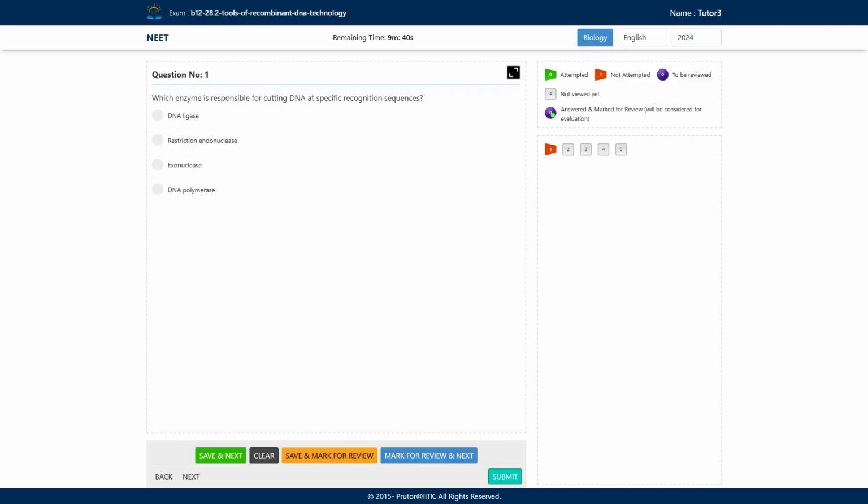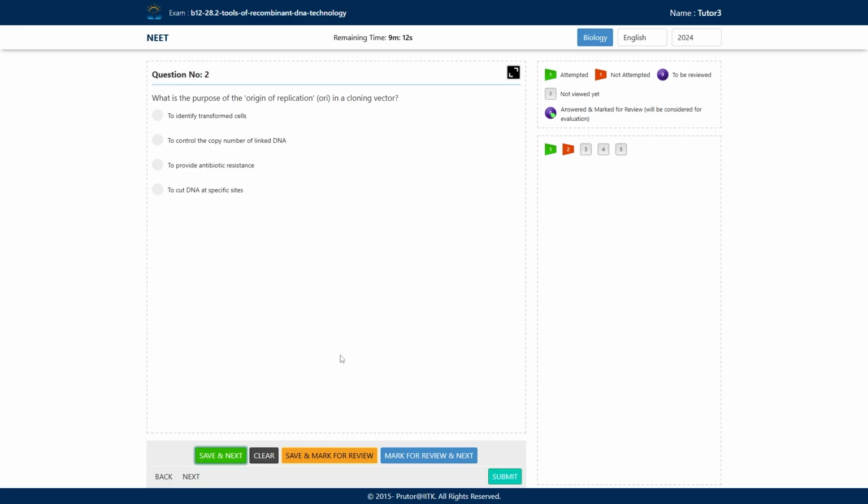The first question says, which enzyme is responsible for cutting DNA at a specific recognition sequence? As we have been studying for some time, the enzyme responsible for cutting DNA at a specific recognition sequence is restriction endonuclease. Save and next.